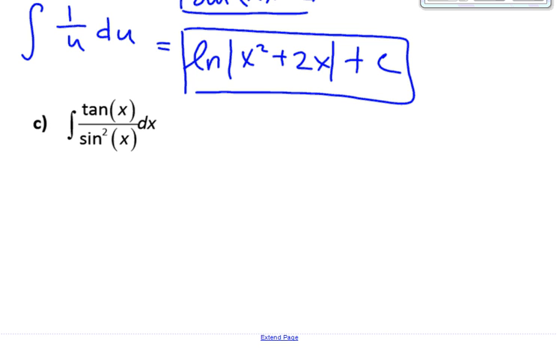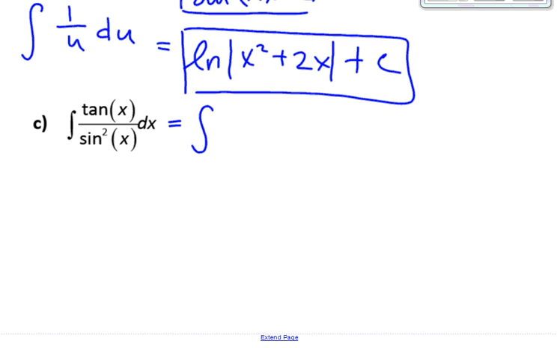And that does take a little bit of guess and check, because you've got so many different ways you can take this. But the way that I would take this one is if you simply switched these. So if you took the reciprocal, basically.